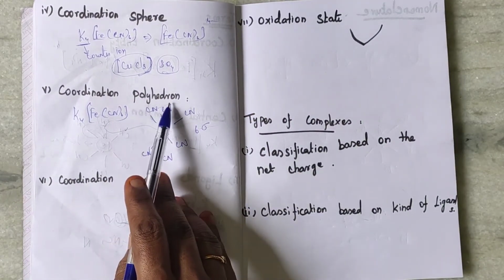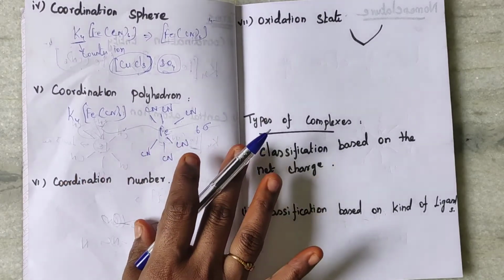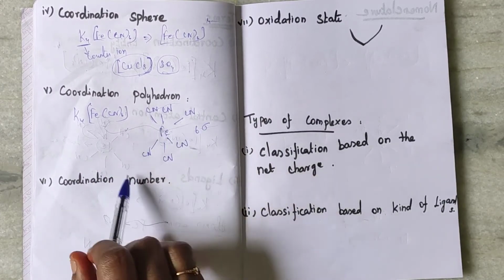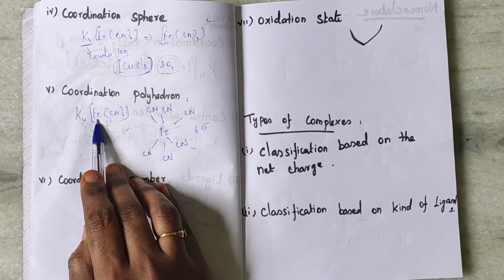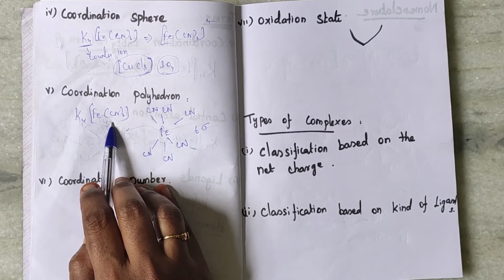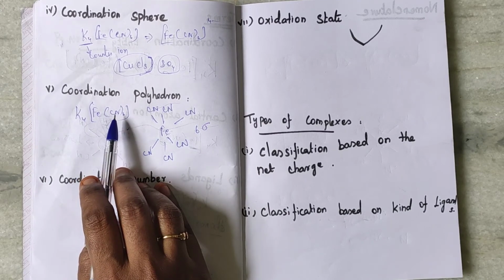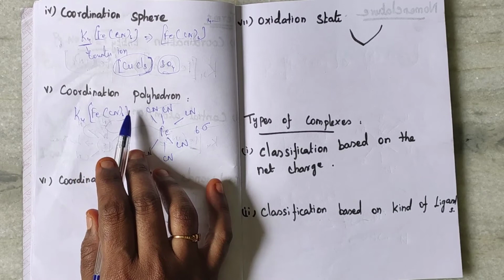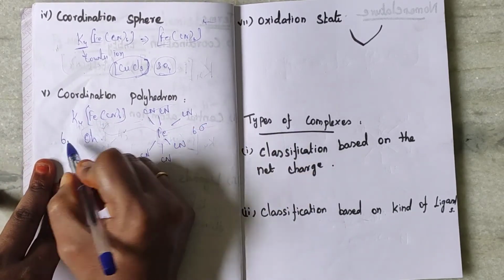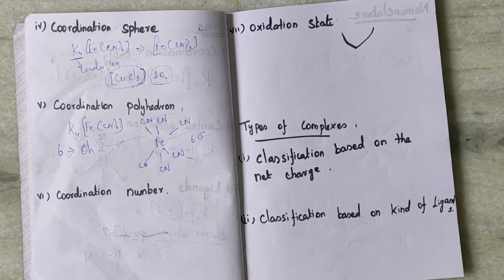The coordination polyhedron is nothing but the 3-dimensional spatial arrangement of ligand atoms or ions directly attached to the central atom. Here the metal is attached to 6 ligands, surrounded by 6 negative ions. So the coordination polyhedron is octahedral shape. What is the shape? 6. Already we remember the VSEPR theory.